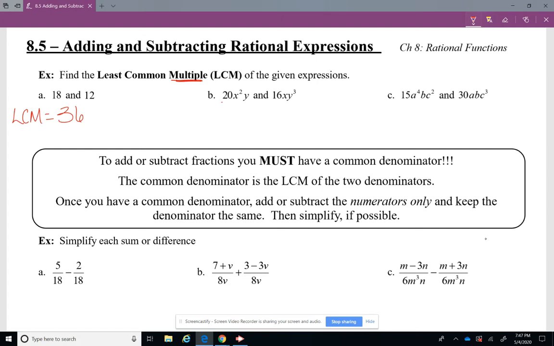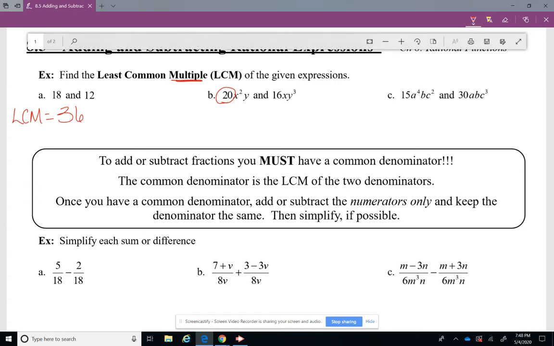All right, so let's start with a big number here, 20. Well, we know 16 can't go into 20, so 20 times 2 is 40. Well, 16 can't go into 40. Well, 20 times 3 is 60. Well, 16 can't go into 60. All right, well, 20 times 4 is 80. 16 can go into 80. All right, so your least common multiple is going to be 80.